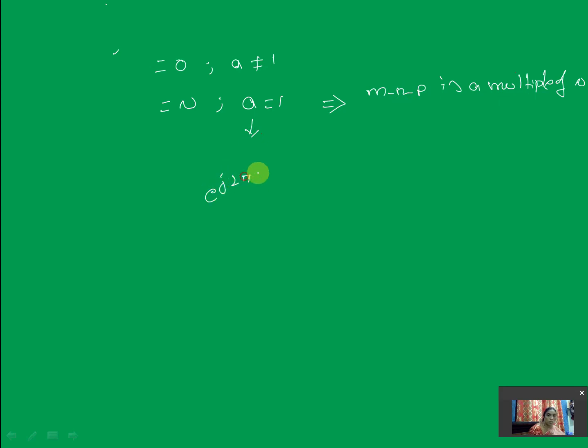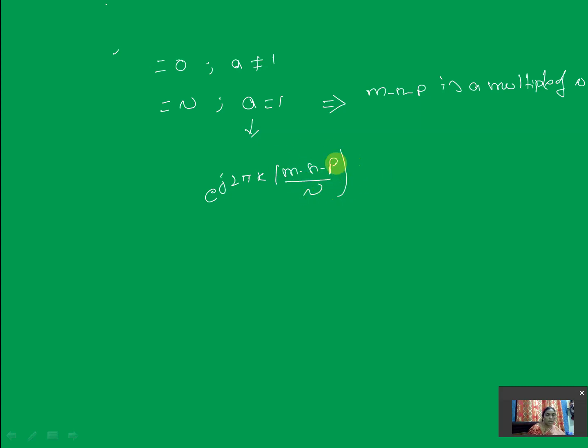So that sum is equal to 0 for a not equal to 1. And a equal to 1 means, what is the condition here? m minus n minus p is a multiple of N. And of course, if you observe, what is a here? a is e power j2π (m minus n minus p) by N. When this is equal to 1, it is an integer multiple of N.